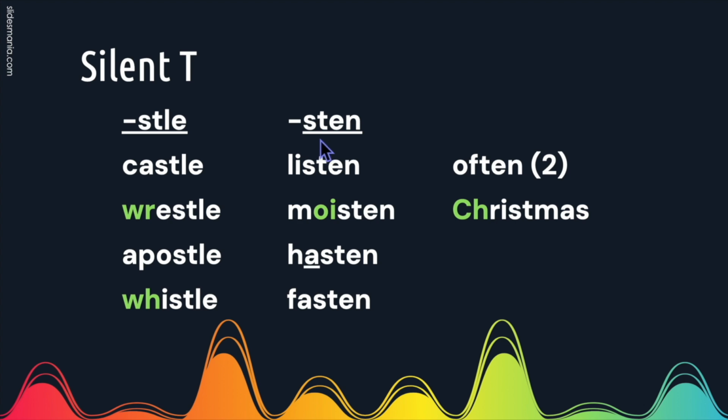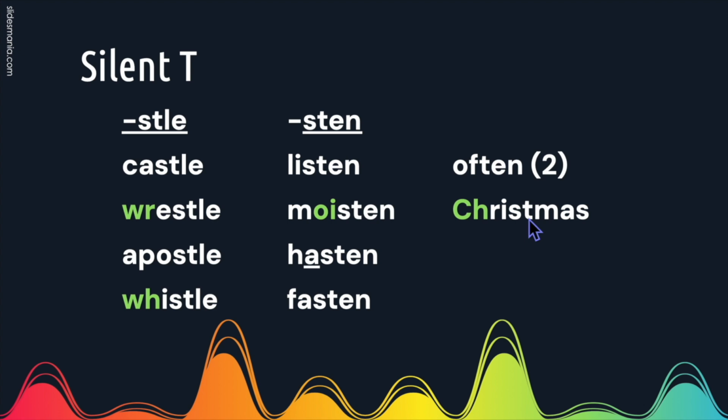Words ending in sen also have a silent T, like in listen. OI says oi, so this is moisten. Note that the root is moist, but when we add the suffix, the T sound disappears. Hasten. The same thing happens here. The root is haste, and we add the N, and the T sound disappears.